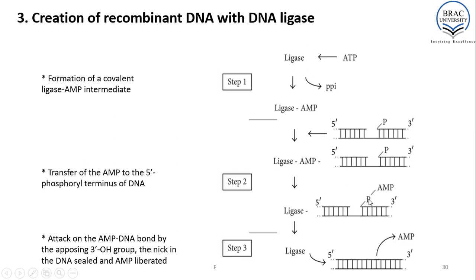So the AMP is joined to the phosphate group of that cleaved sequence. And then in the next step, the hydroxyl group of the 3' end of that cleaved site interacts with this 5' AMP phosphate group and seals the joint together. So this is how the ligase joins the vector and the insert DNA.